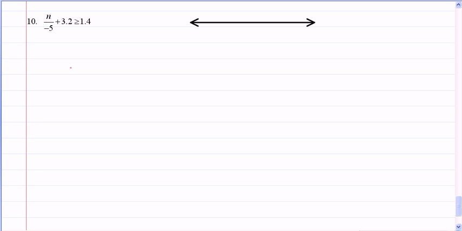And for number 10, we have some decimals here. N over negative 5, I will rewrite this as negative 1n over positive 5 plus 3.2 over 1 is greater than or equal to 1.4 over 1. And my least common denominator is 5.